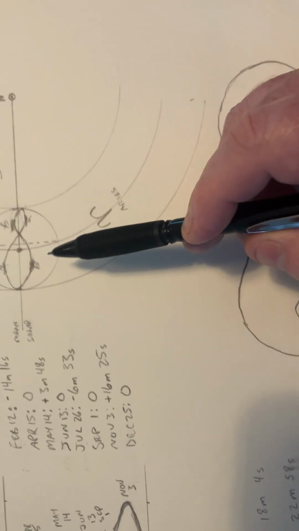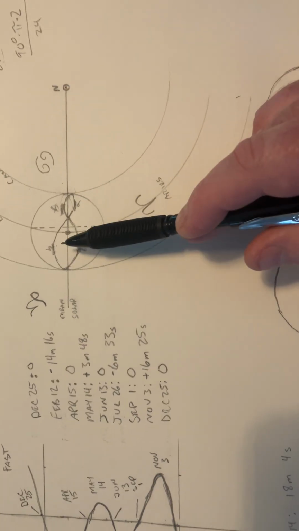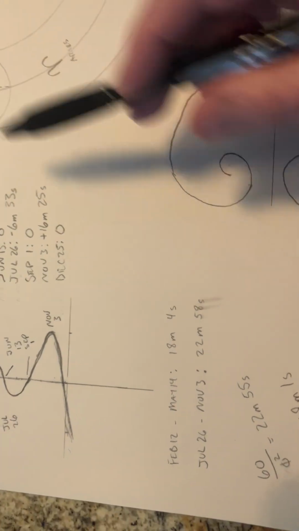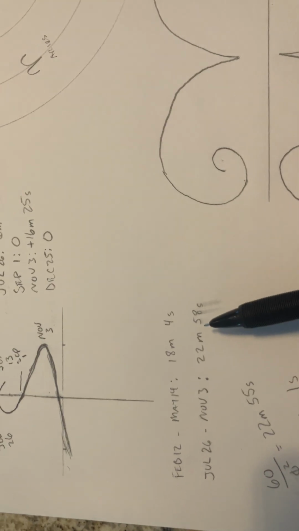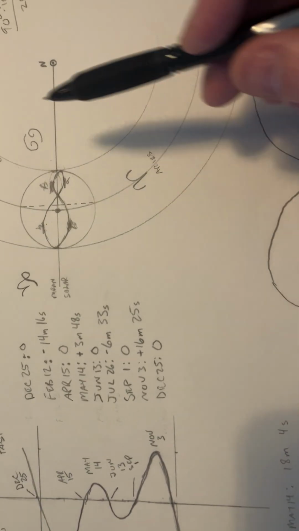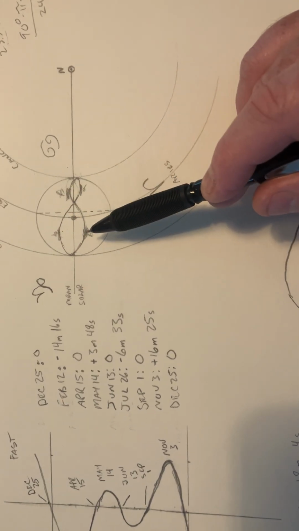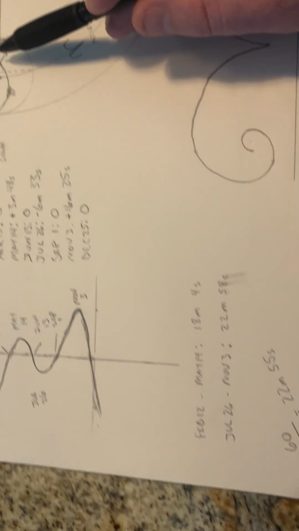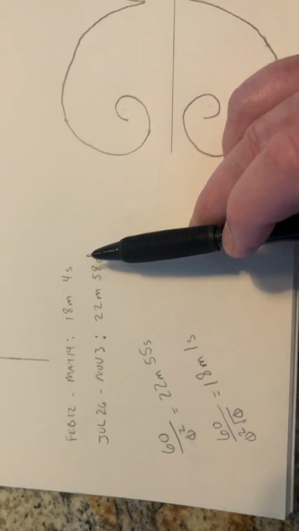So our time frame from July to November was 22 minutes, 58 seconds from this point to this point. And this was a shorter amount of time. This was 18 minutes and 4 seconds on this other one. So why is that relative?